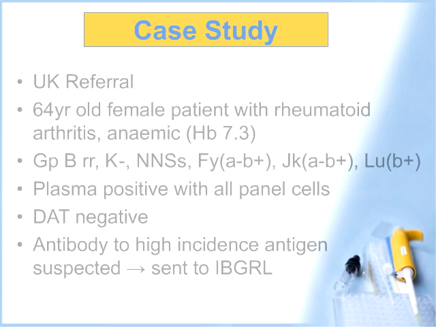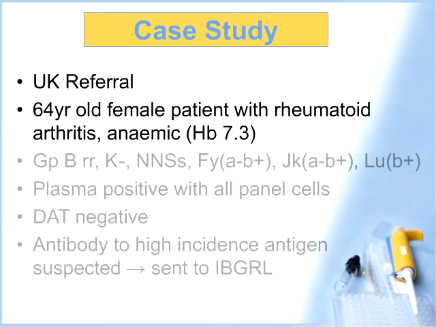So I'm going to bring this all together with a case study, and I will warn you, I've chosen a case study that we used nearly every one of these methods in, so it's quite a complex one, but it's very interesting. This case was a UK referral, and it was a 64-year-old female patient with rheumatoid arthritis, and she was anemic, and they wanted to transfuse her.